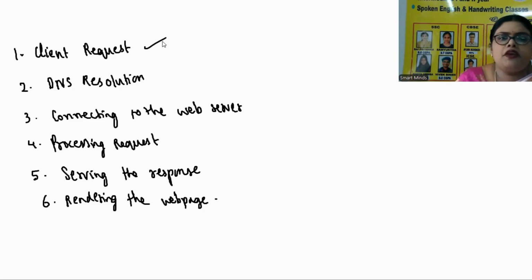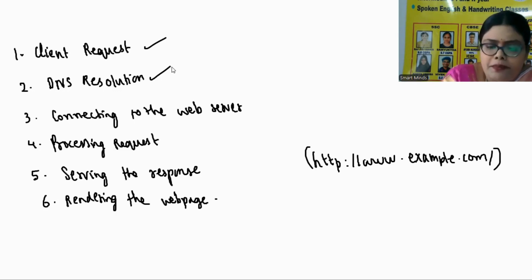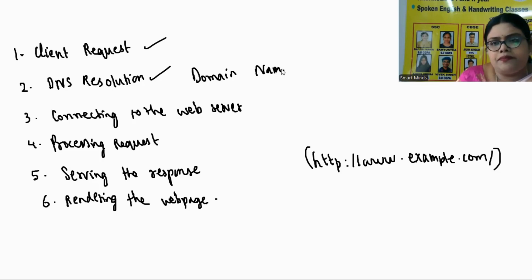So first let me explain client request. In the web browser, let's say, for example, http://www.example.com. So this is the web browser, and the user enters a URL. Then next, DNS resolution. To get the IP address of the requested domain, the browser contacts a DNS server. DNS is domain name system.